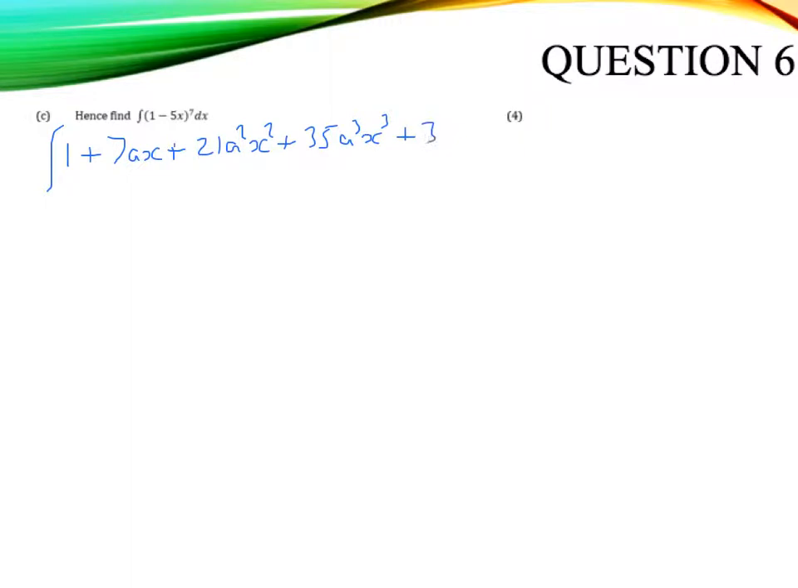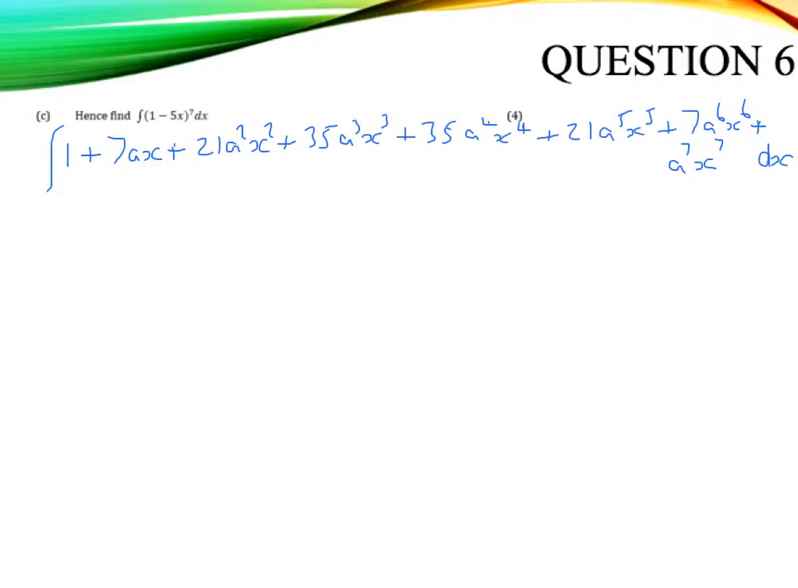So we've then got plus another 35a to the 4, x to the 4, plus 21a to the 5, x to the 5, plus 7a to the 6, x to the 6, plus my final term is a to the 7, x to the 7, all with respect to x. Okay.